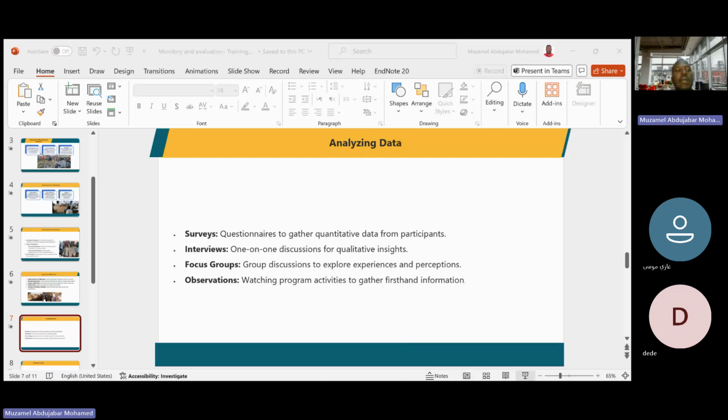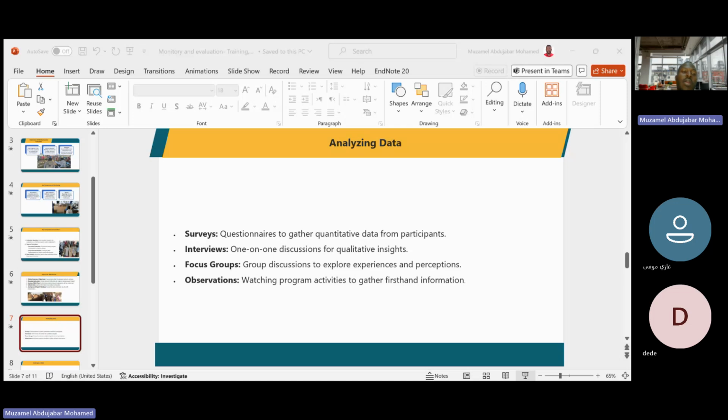Now you can see the survey. Survey is a questionnaire for gathering quantitative data from the participants. Quantitative data, as we mentioned before, means numerical data, like 1, 2, 3. This is the quantitative, numbered data.